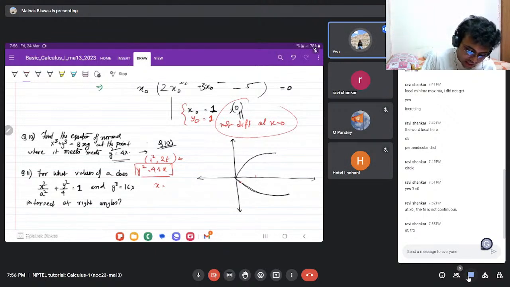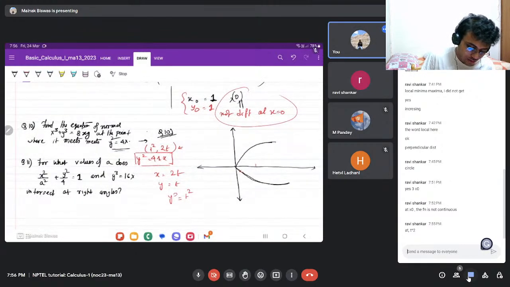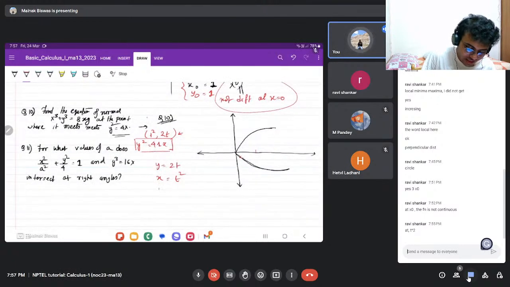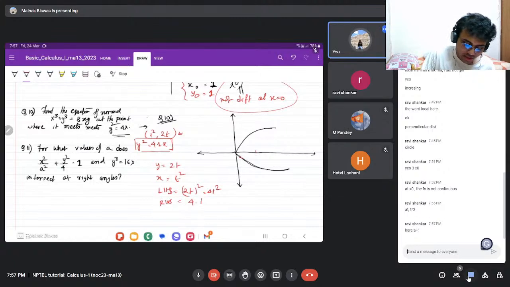So if I put x is equal to 2t, what do I get at y? If I put y is equal to t, is it matching both sides? Y square is equal to t square. No, what am I doing wrong? No, it's okay only. Y is equal to 2t and x is equal to t square. So I'm getting the LHS is equal to 2t whole square, which is 4t square, and RHS is equal to 4 comma t square. So I'm getting LHS equal to RHS. Agreed?